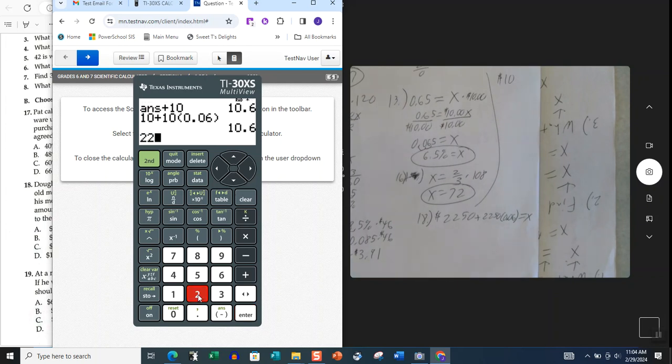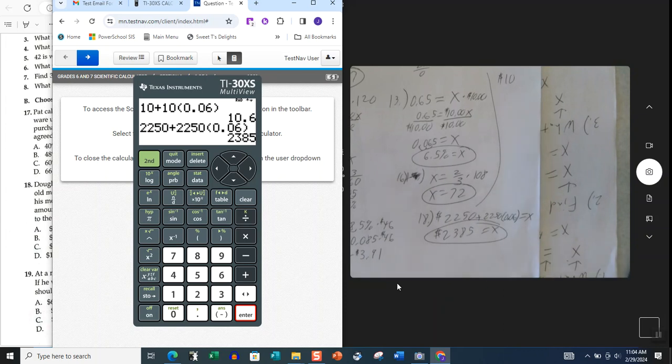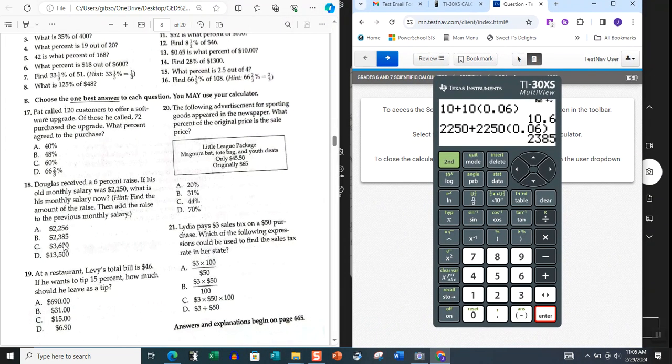So we'll take our $2,250 salary, and we're going to add the 6% of the $2,250 salary. So that gives you $2,385. That is going to be the new salary. Now remember, they asked us what the new salary is. They didn't ask us what the increase was. So that's why it's B.